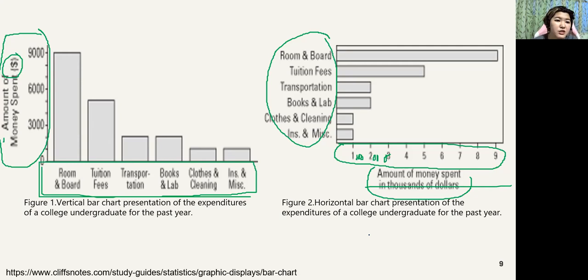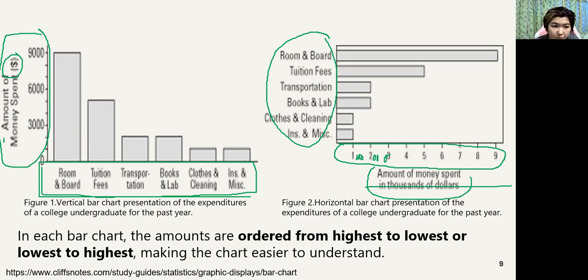Okay. If napansin ninyo that it's organized, it's in order, okay? Pataas, pababa, okay? Or pwede namang pababa, pataas. It's up to you. No? But in each bar chart, the amounts are ordered from highest to lowest or lowest to highest para mas madali natin maintindihan ang bar chart natin. Kung alin dyan yung pinakamalaki ang gastos, alin dyan ang pinakamaliit ang gastos. Ang bilis i-interpret that the room and board has the highest expense. The clothes and cleaning as well as the other things, insurance and miscellaneous are the lowest.